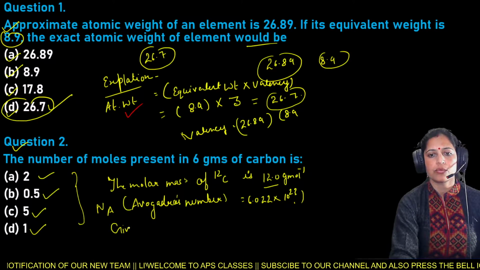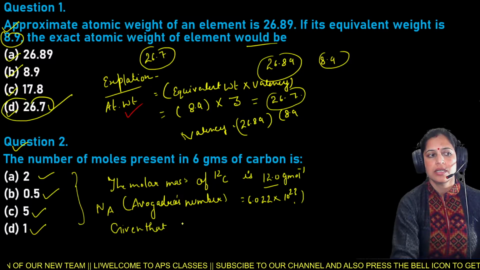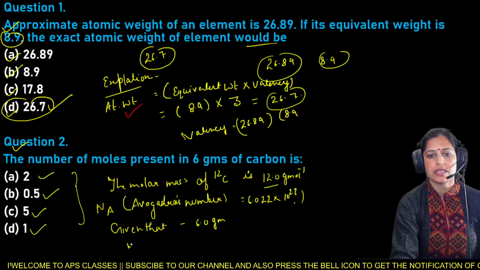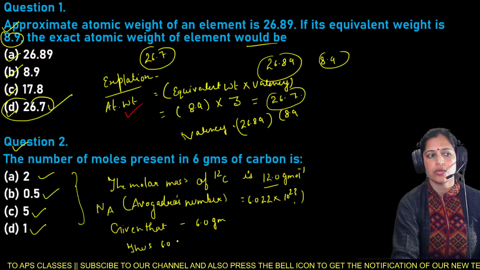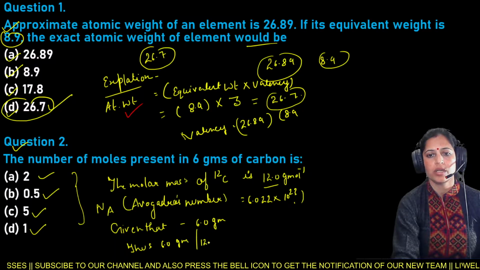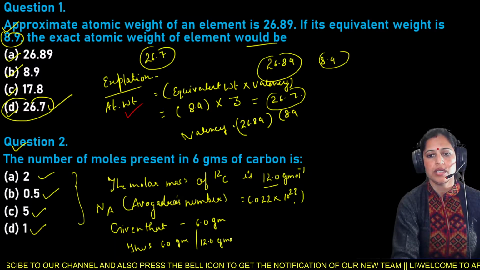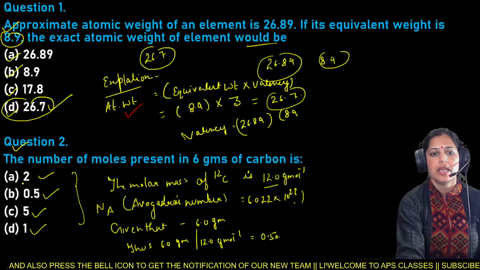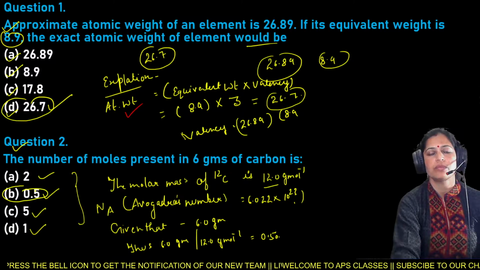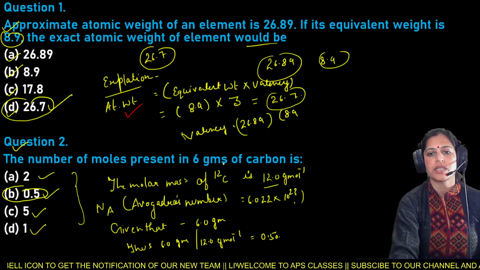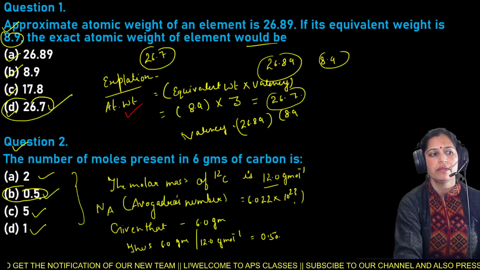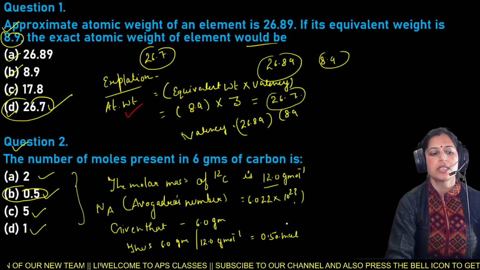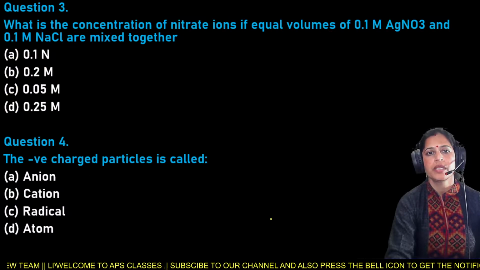And what is given? Given is 6.0 gram. Thus, 6.0 gram divided by 12.0 gram mole inverse comes out to be 0.50. Hence, this is the right answer for question number 2: the number of moles present in 6 grams of carbon is 0.5 mole.